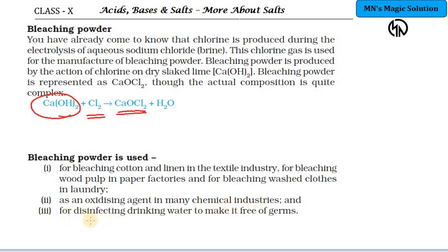And what is this other use? For disinfecting drinking water and to make it free of germs. Which one are you using? Bleaching powder. So these three uses we have to memorize. At times this question has been asked as a 3-mark question: how is bleaching powder prepared and what are its uses? So obviously you are expected to write all the uses when it is a 3-mark question. So make sure you remember all the uses for all the salts that we are going to see henceforth.